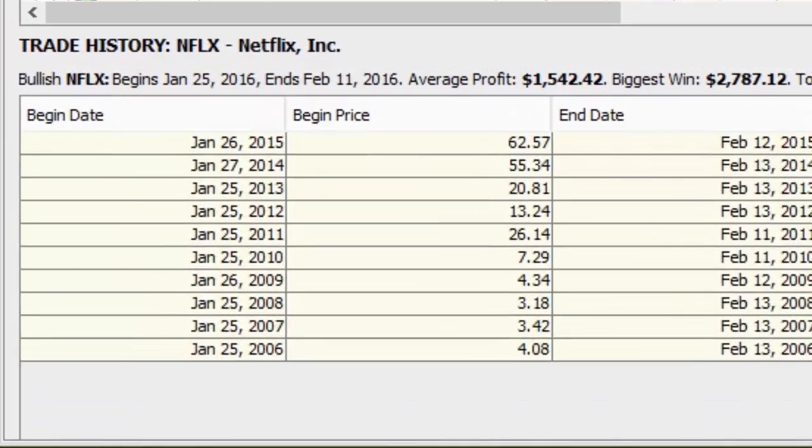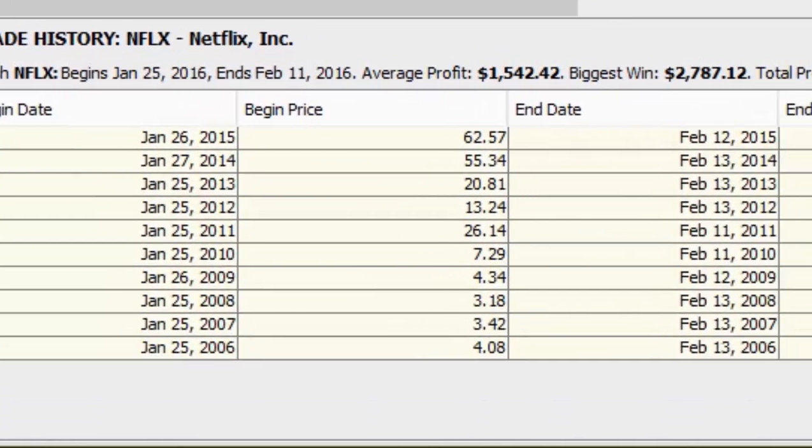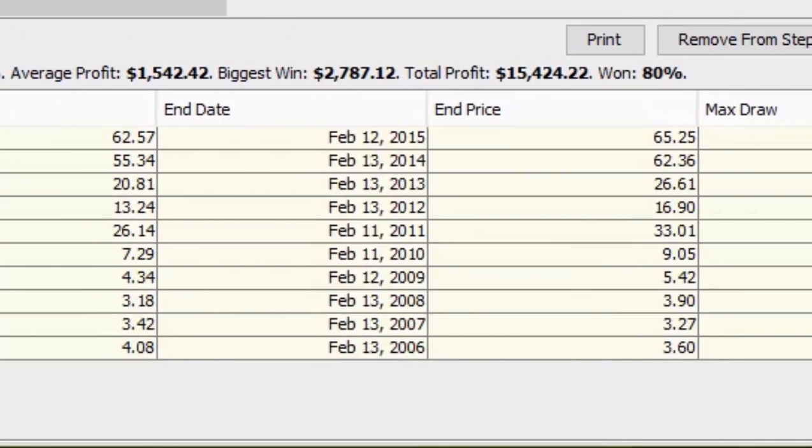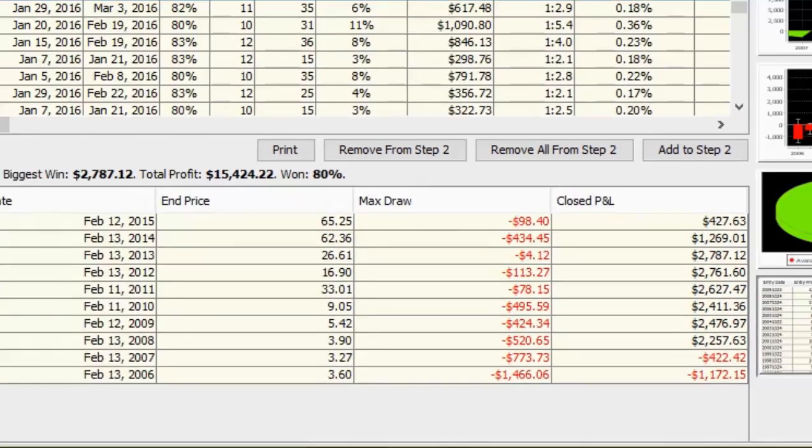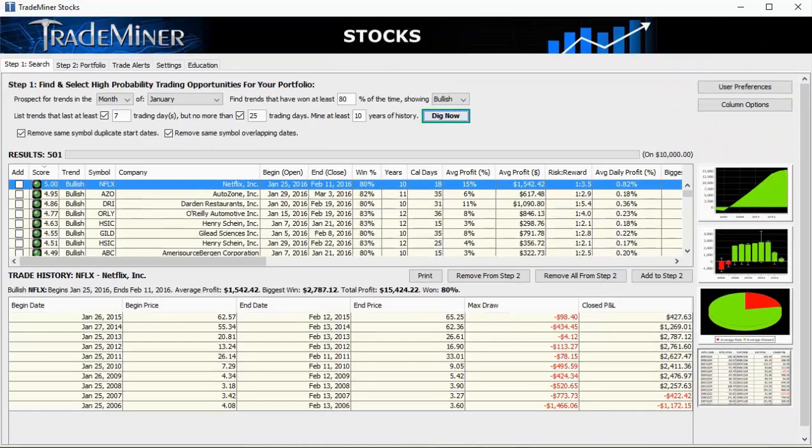This last button is a summary results table of all the individual trades that made up these charts and table results. You can go through and see each individual trade's specific information about all the trades and what exactly happened each year. And that's just a quick rundown of the Charts tab window in TradeMiner.